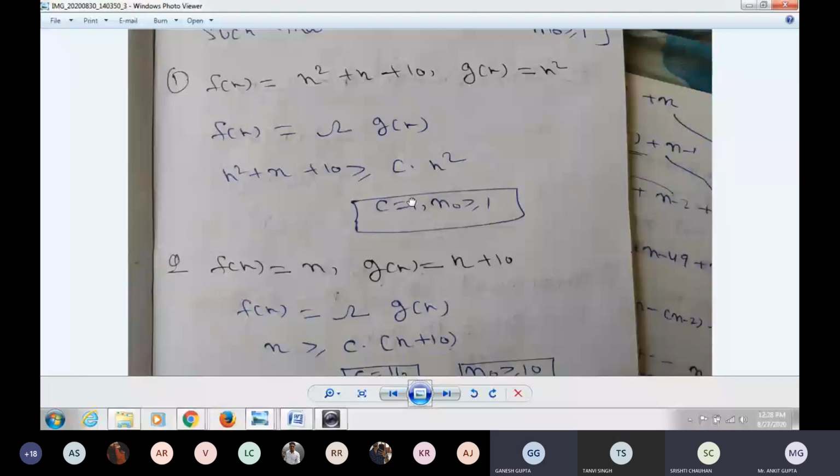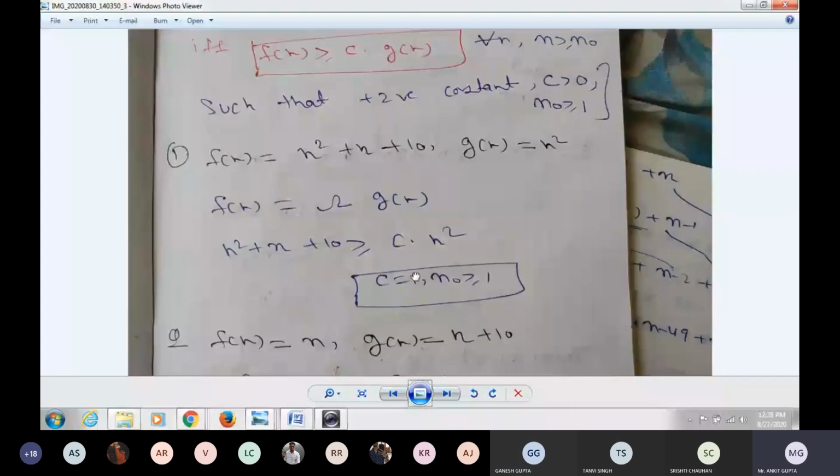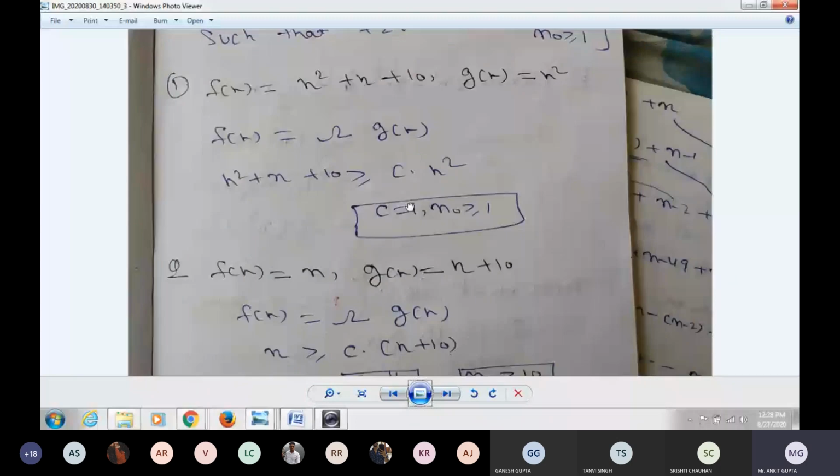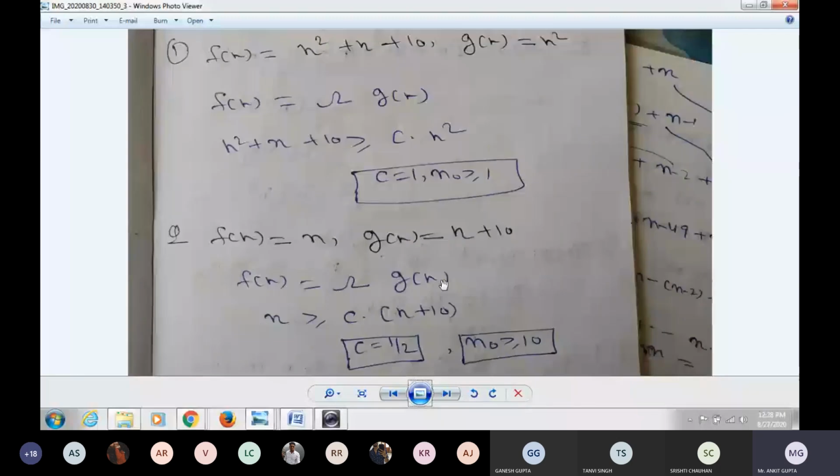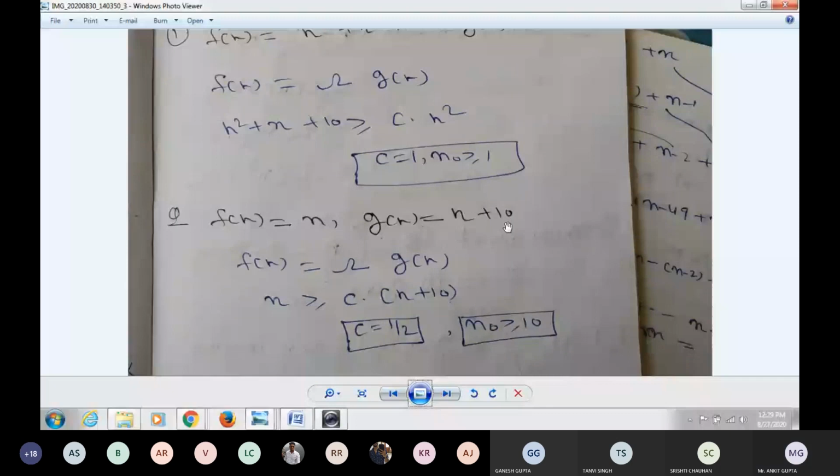Okay, if f of n is equal to n, g of n is n plus 10. So f of n is omega g of n. The value of f of n is n, so n is greater than or equal to c into g of n, that is n plus 10. If I take c equal to 1 by 2 and n naught greater than or equal to 10, the condition will be satisfied. Before that, the condition will not be satisfied.